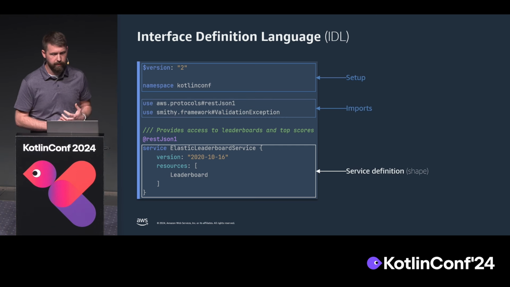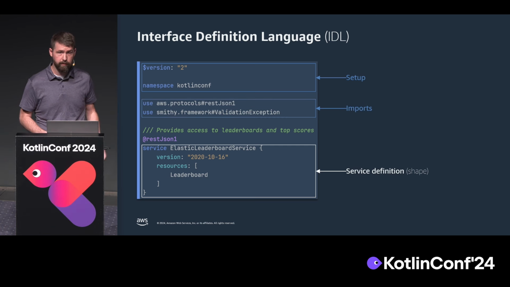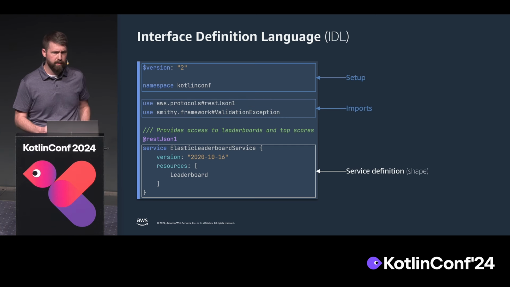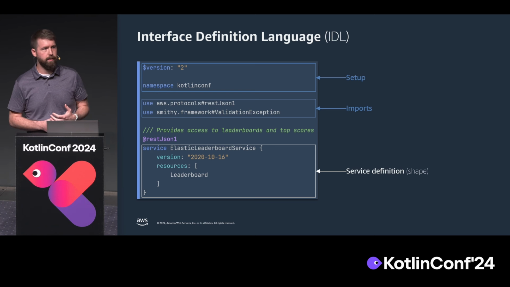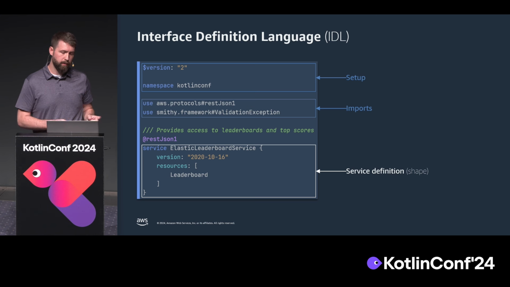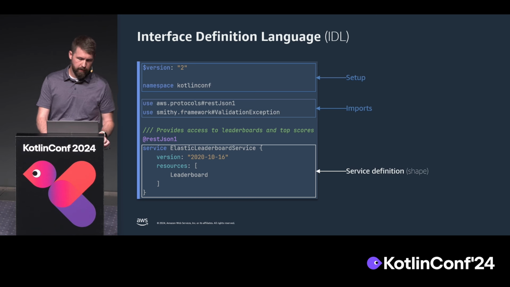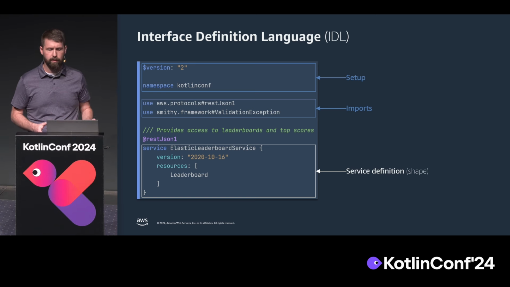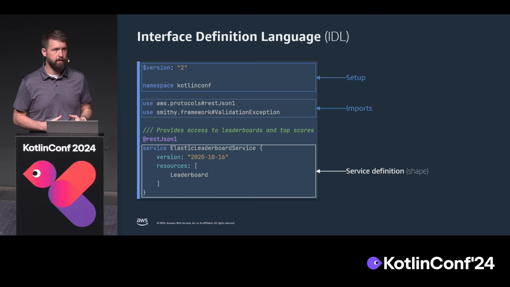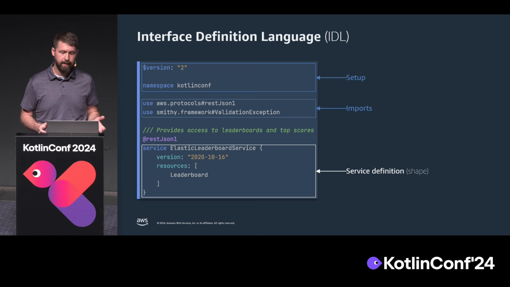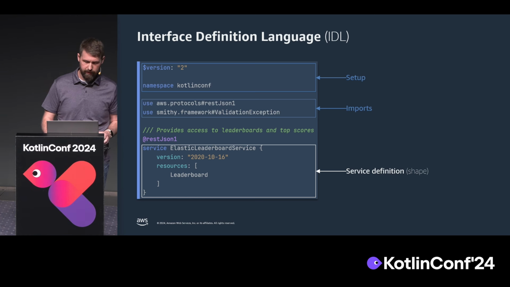And here we have our service shape, which we define using the service keyword. The service shape is the entry point to an API. It's what both client and server codegen are going to use to start with and traverse the graph of shapes that are reachable from it to figure out what code to generate. This service defines a single resource, leaderboard. Resources, we're going to talk more about them in a minute, but you can basically just think of them as an entity with a unique ID and a set of lifecycle operations defined over it.